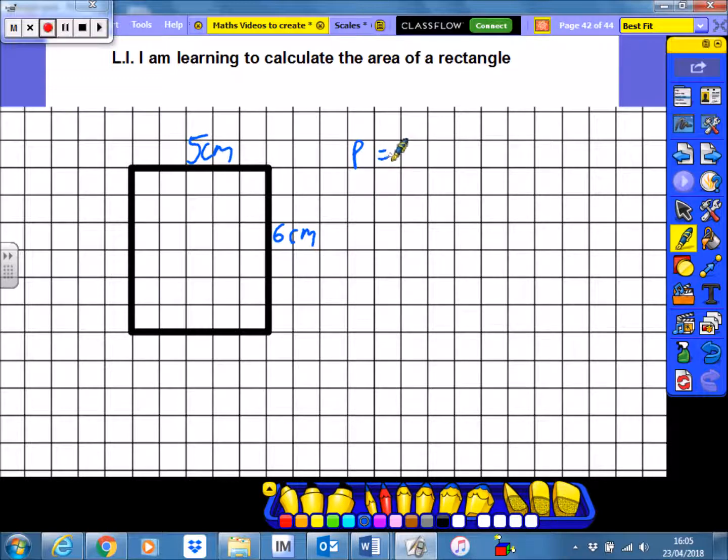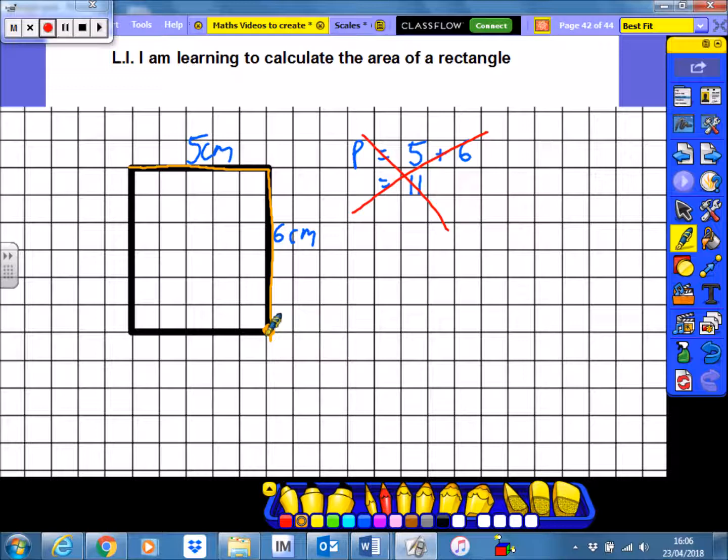So if you're just starting out, what you might find yourself doing is something like, well, the perimeter is 5 plus 6, because those are the sides we know. So P equals 5 plus 6, therefore it equals 11. This is incorrect because we have not gone far enough. What we have done is we have started here, we've gone along this edge 5 centimeters, and we've gone down this edge 6 centimeters, and then we stopped and assumed that that was the whole way around the shape.